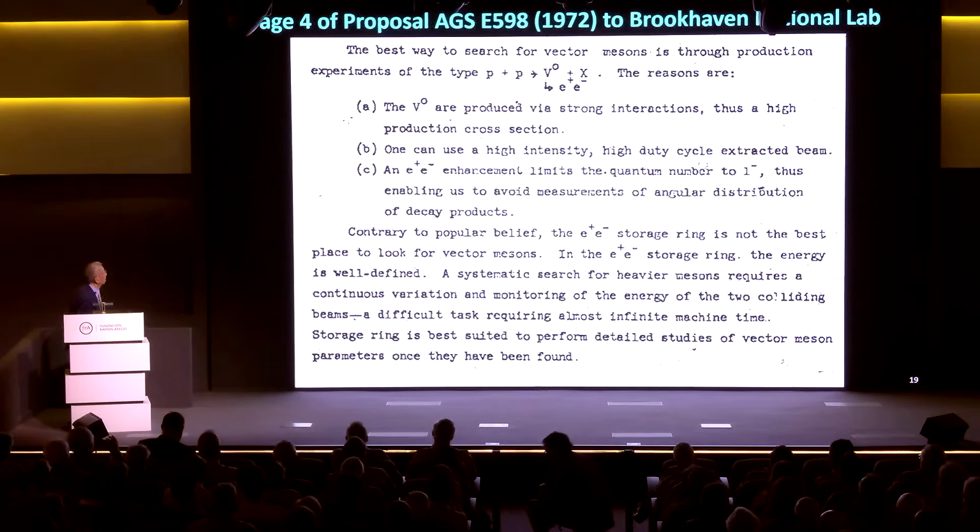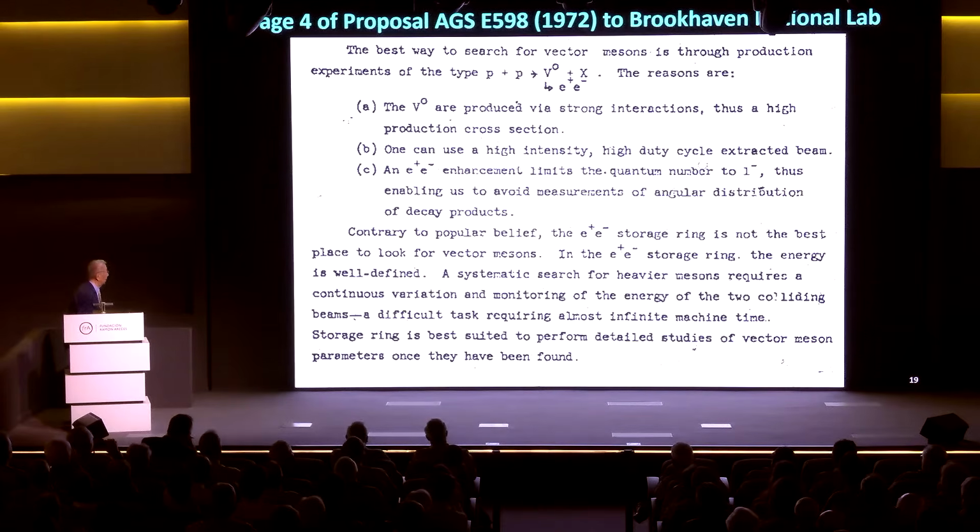So this is our proposal to Brookhaven National Laboratory, which is the best way to search for vector meson: through production experiment of proton-proton collision, going to vector meson to E plus E minus. The reason is vector mesons are produced via strong interaction and thus have high cross-section. One can use a high intensity, high duty cycle extracted beam. Namely, you can take all the beam from the accelerator. EE resonance limits the quantum number to 1 minus, therefore enabling us to avoid measurement of the angular distribution of decay products.